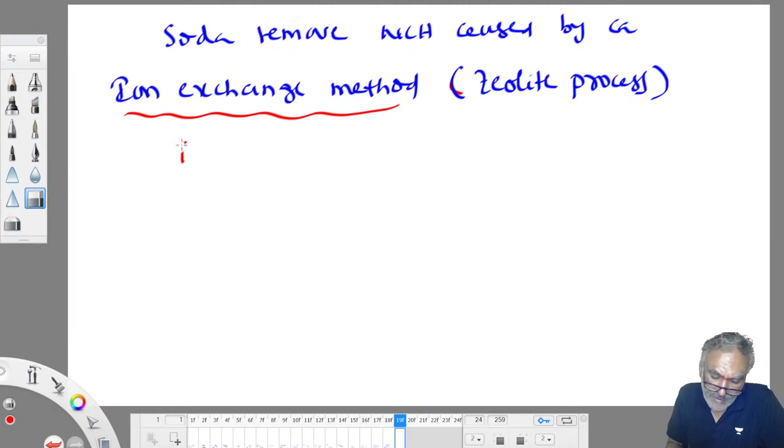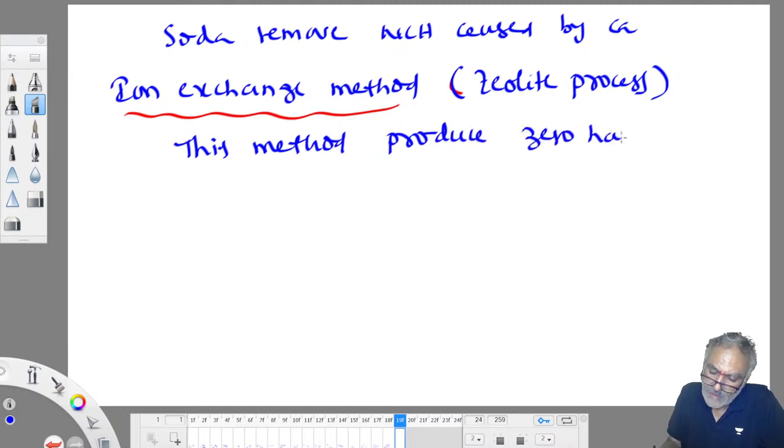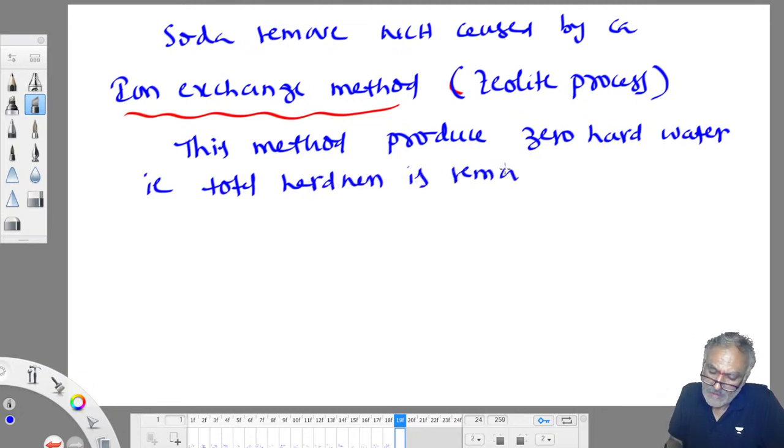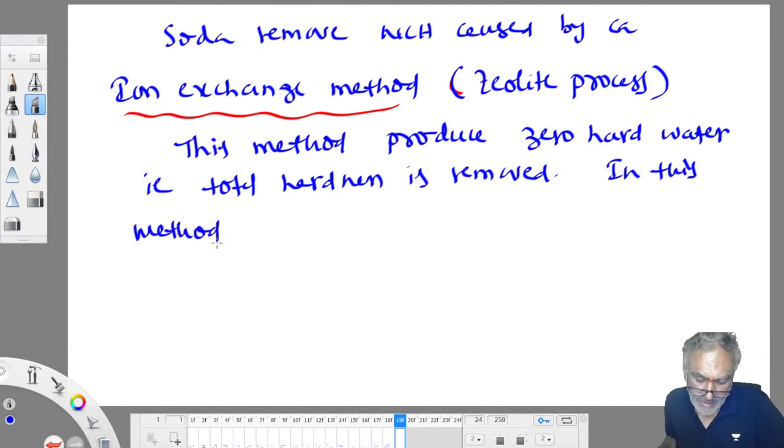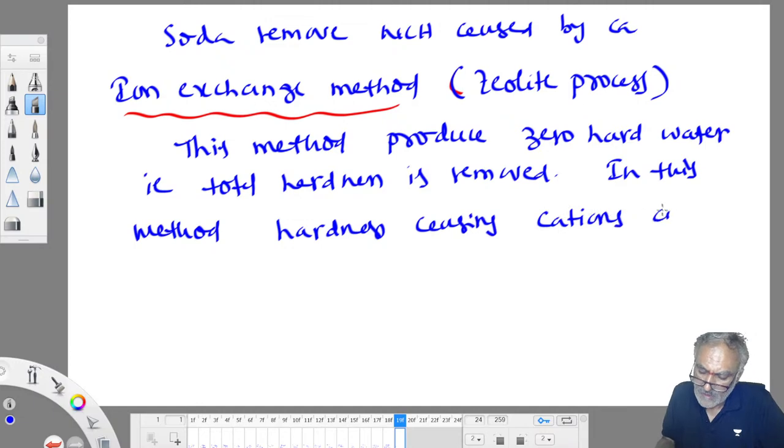So this method produces zero hard water. That is complete hardness we can remove. That is, total hardness is removed. So in this method, hardness causing cations are exchanged with the non-hardness causing cations. That's why it's called ion exchange method. Hardness causing cations are exchanged with non-hardness causing cations.